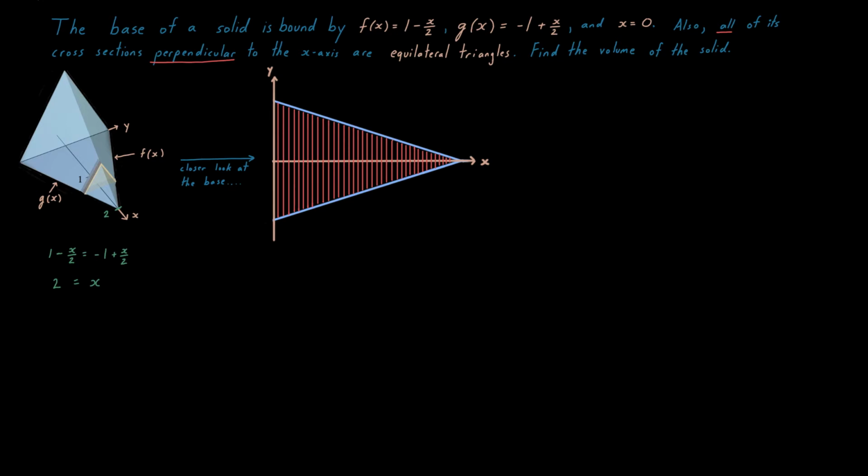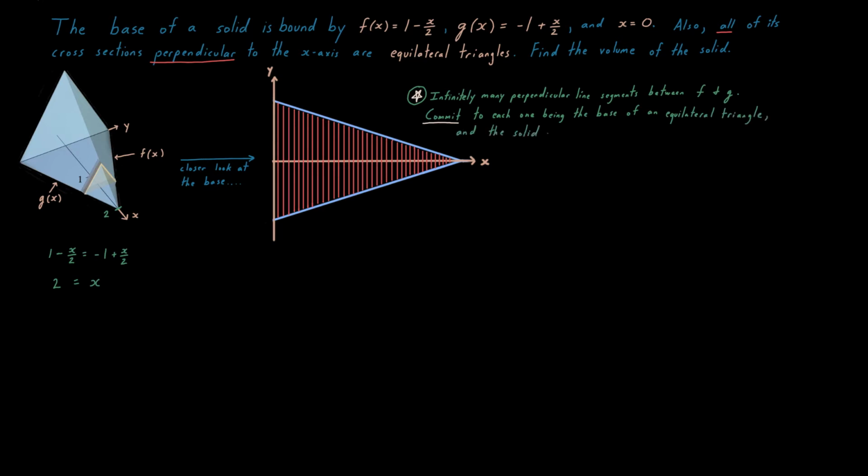Let's just pick this two-dimensional region. How do I create the solid shown on the left? Well, I do the following. I draw infinitely many line segments, perpendicular to the x-axis, in my region, and I make a commitment. Every single one of those red vertical segments is going to be the base of an equilateral triangle. And with that commitment in place, I automatically generate the solid to the left.